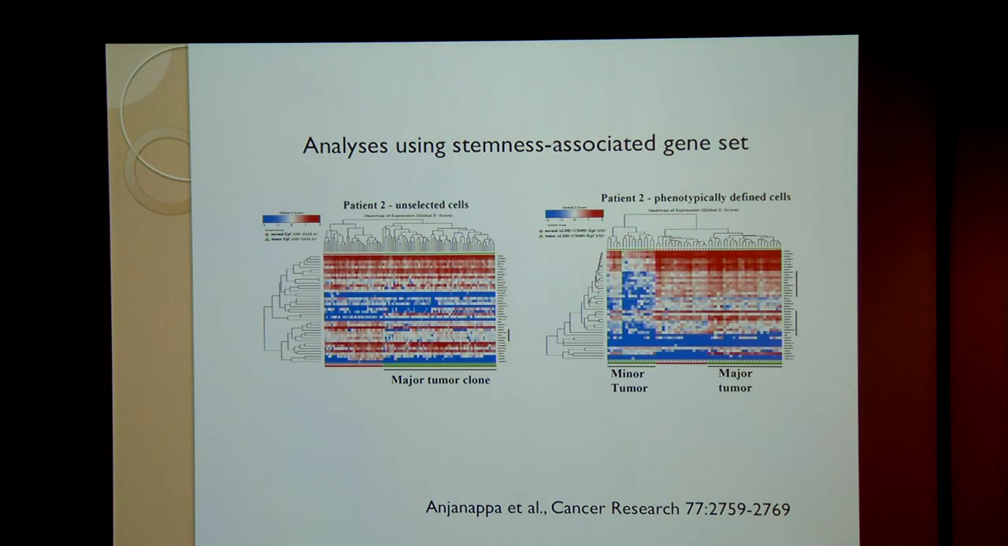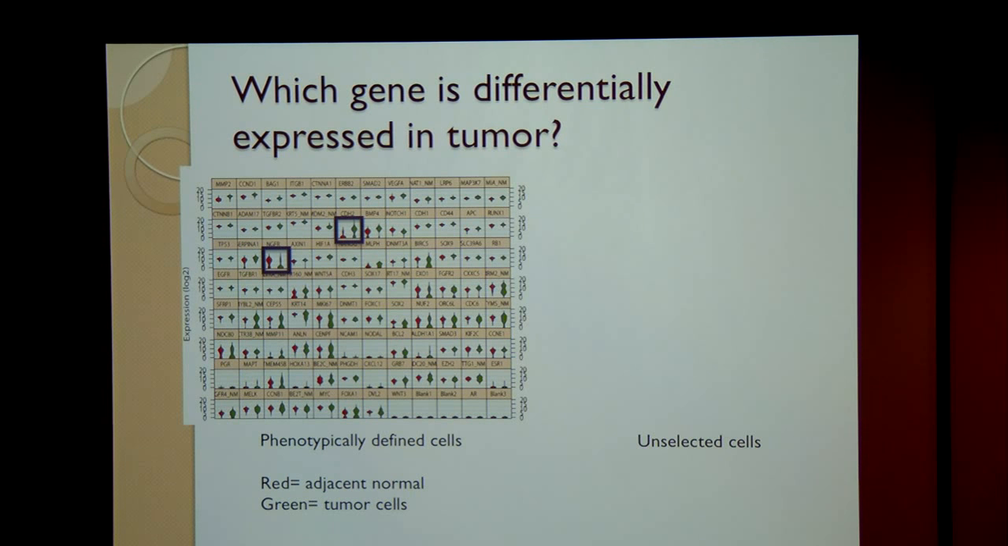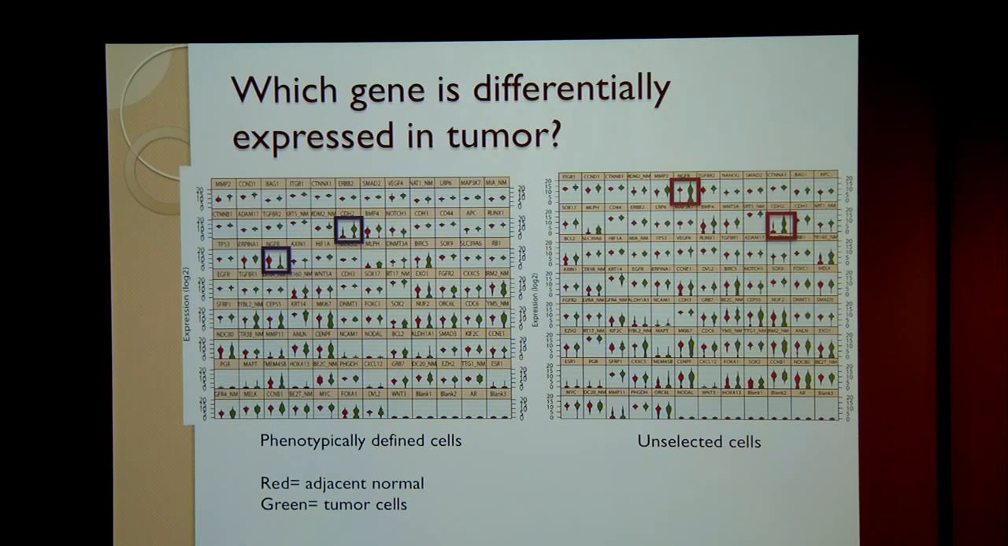This is another patient. If you do the bulk analysis, you identify only one major clone of tumor. If you do the phenotypically defined cells, you identify a major clone and a minor clone. Let us get back to the original question we had, which gene is really differentially expressed? Again, with the phenotypically defined population, you find a different expression. The same genes show a different pattern of expression when you have unselected cells.